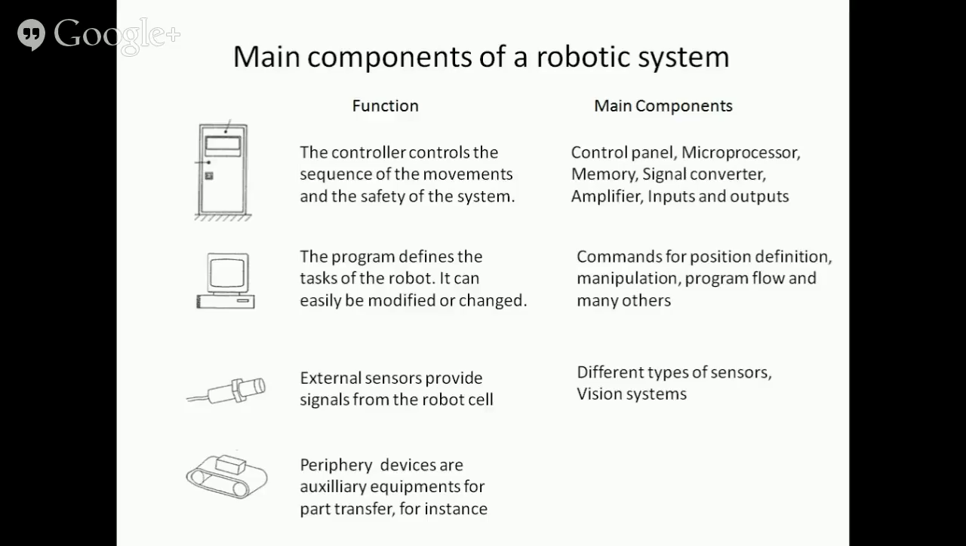Periphery devices are auxiliary equipments. They are used for part transfer to and from the robotic cell. There are part feeders, conveyors, clamping devices, rotary tables, and others. Most of them you have learned something about in the previous lecture, last lecture of the CAM module.